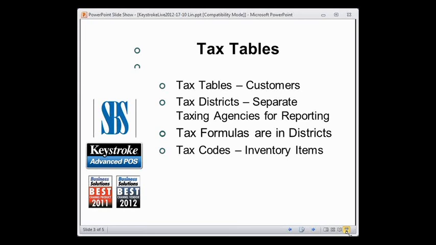Then within each district, there are the tax formulas that help determine how and how much items are taxed. And those tax formulas then call out the tax codes on the inventory items. So this can get as complex or as simple as you need to be.